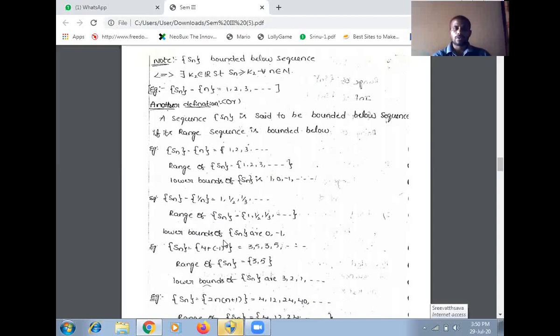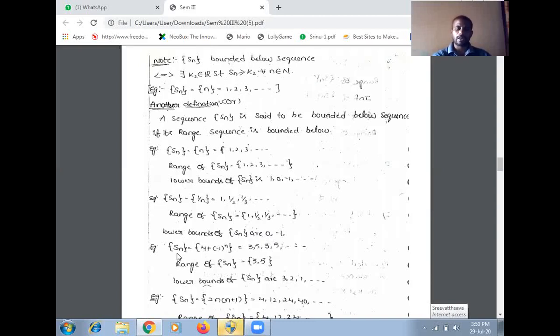So the lower bounds of this sequence: if n tends to infinity, we get 1 by infinity. 1 by infinity is how much? 0. So 0 is a lower bound of this sequence, and at the same time -1, -2 and so on, all negative values are lower bounds of this sequence. So 0, -1, and so on, all are lower bounds of this sequence.